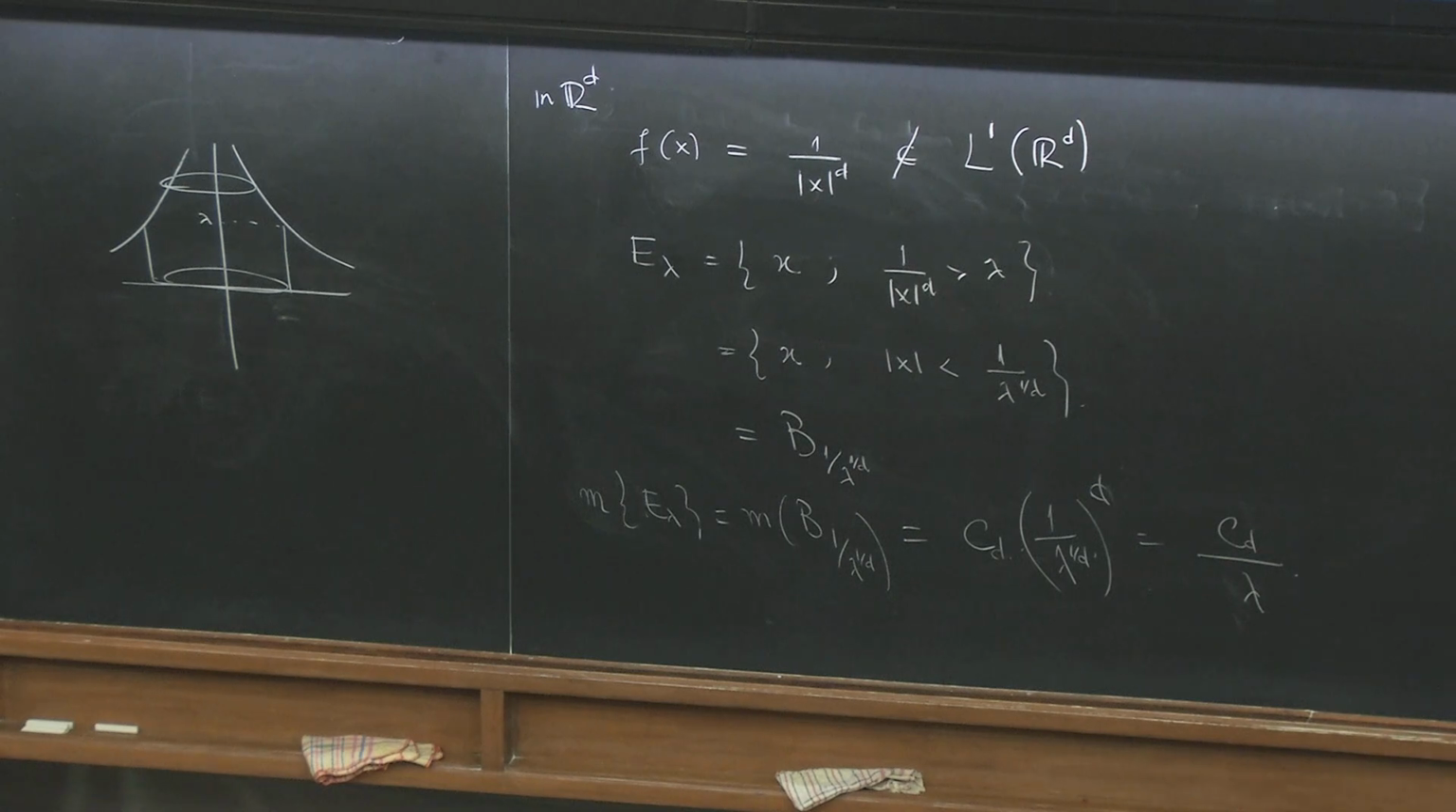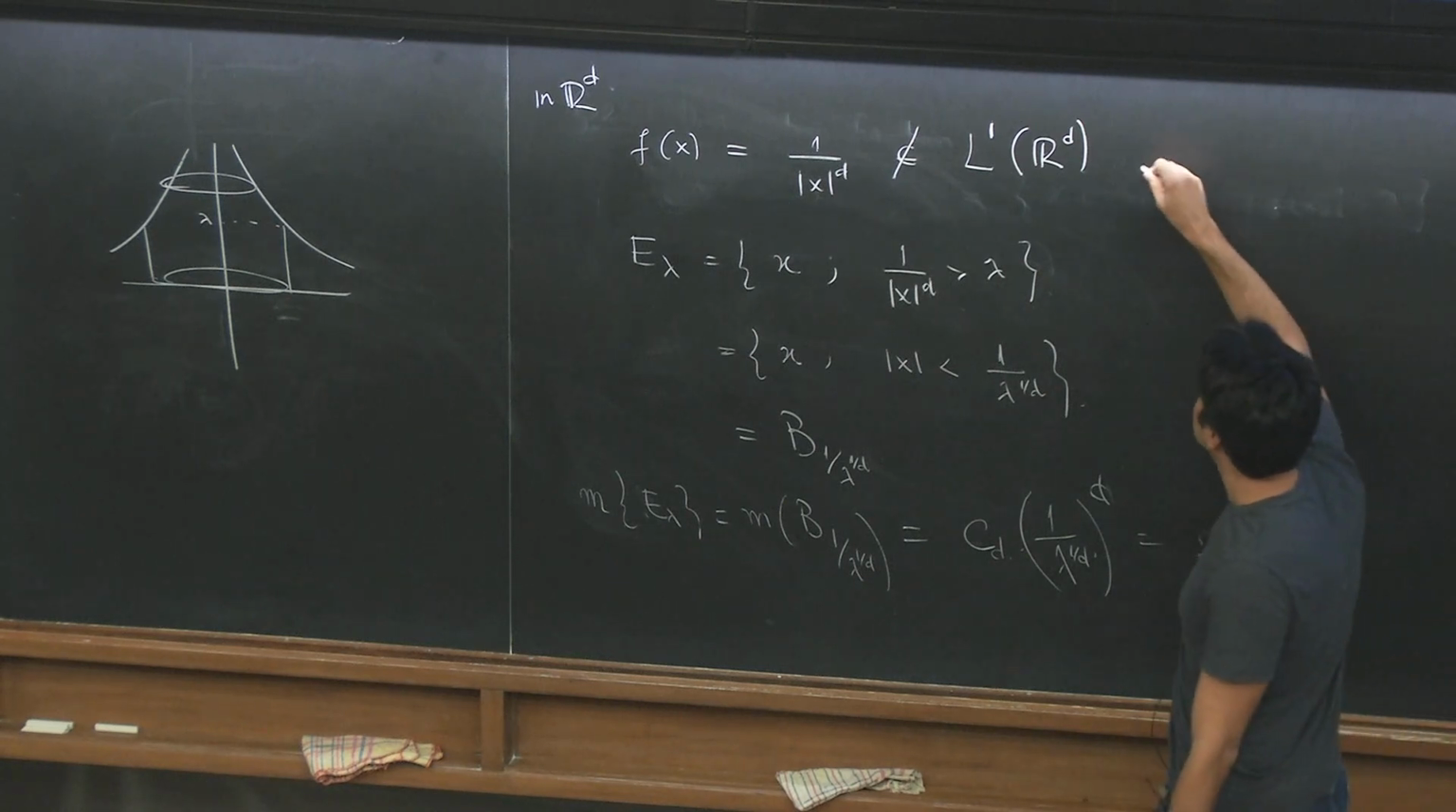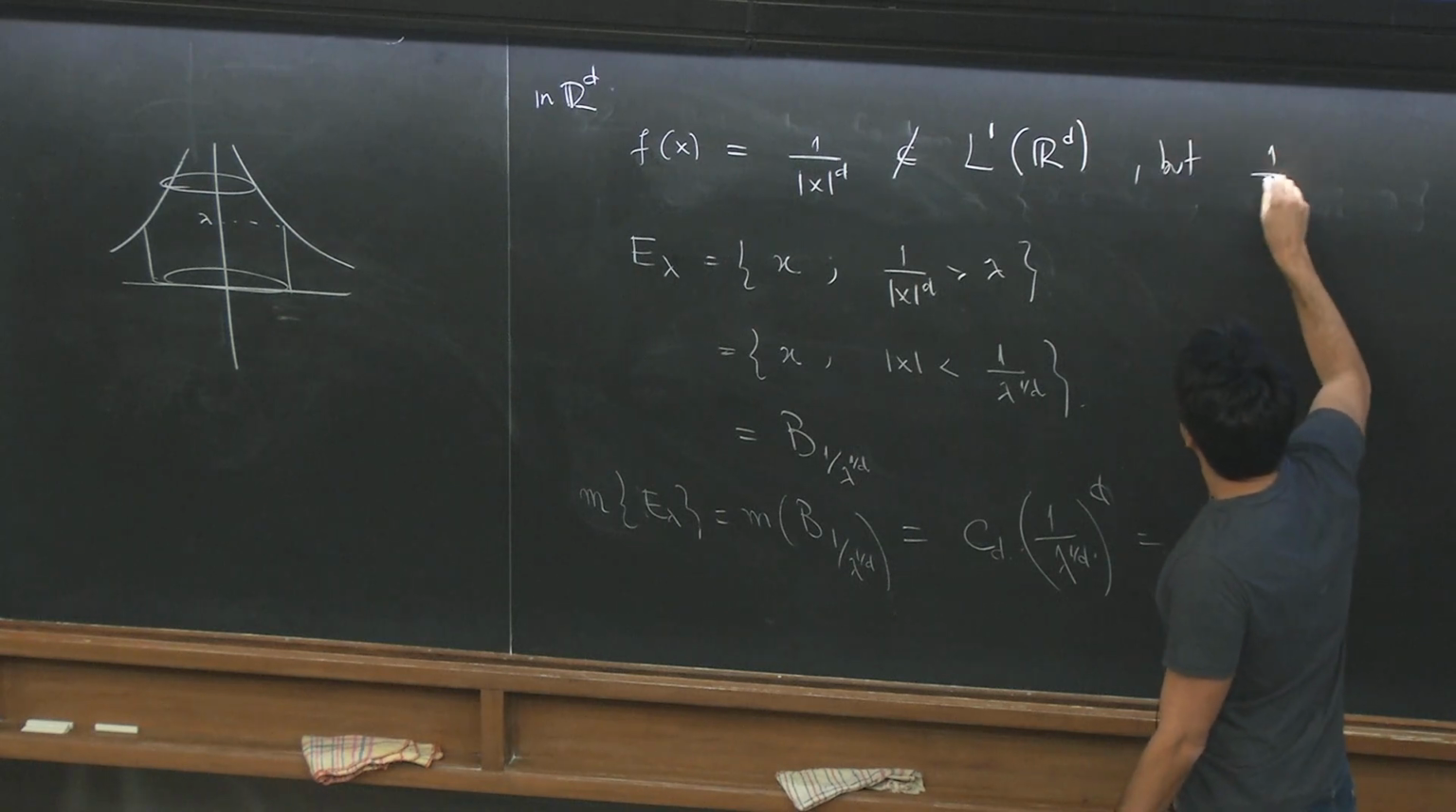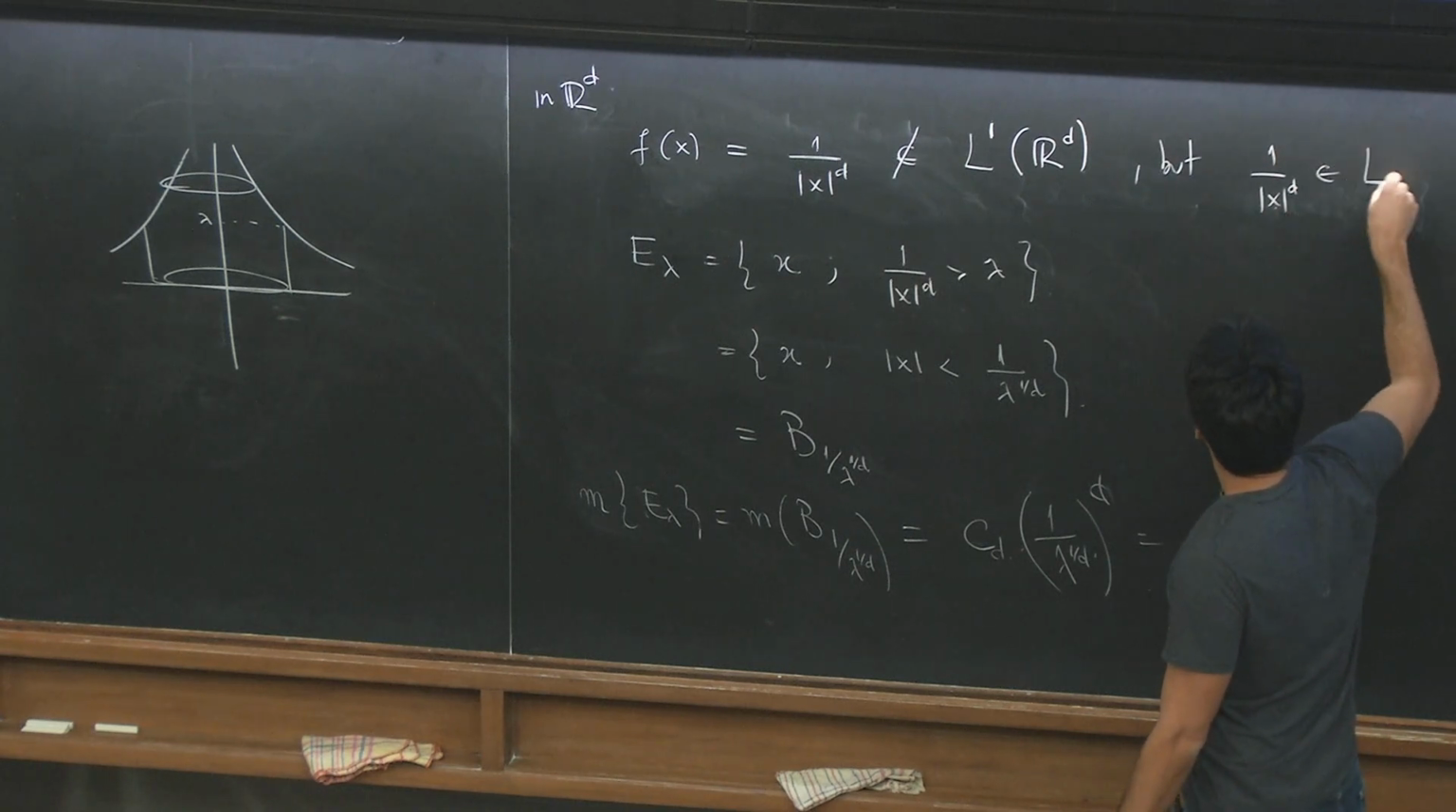So you have a function, I constructed it when p is 1, such that the measure of the super level sets is actually c over lambda. And this function is not in L1. But this function here belongs to L1 weak.